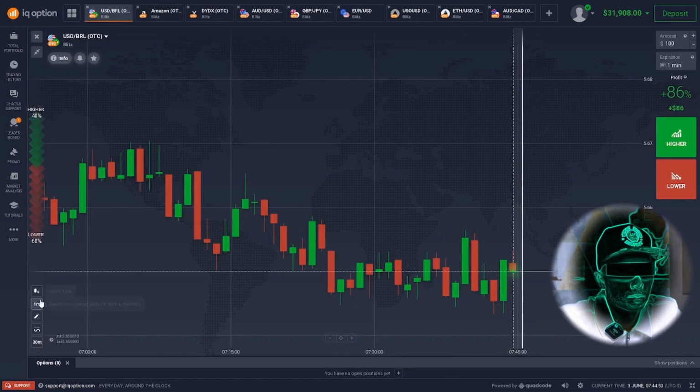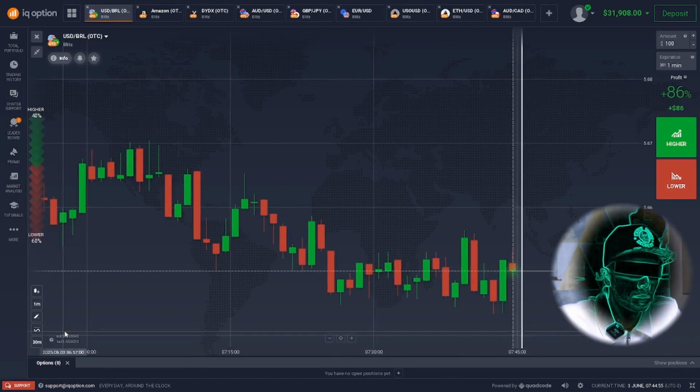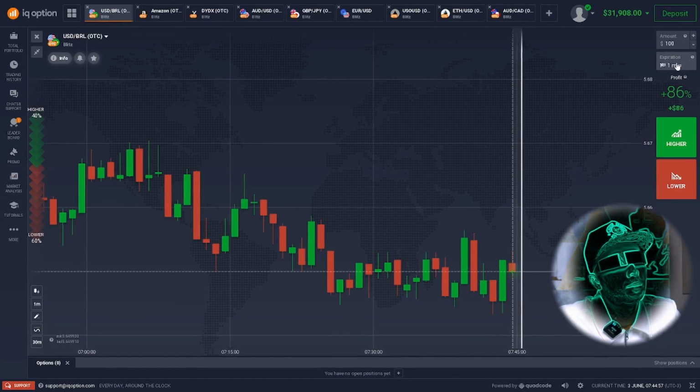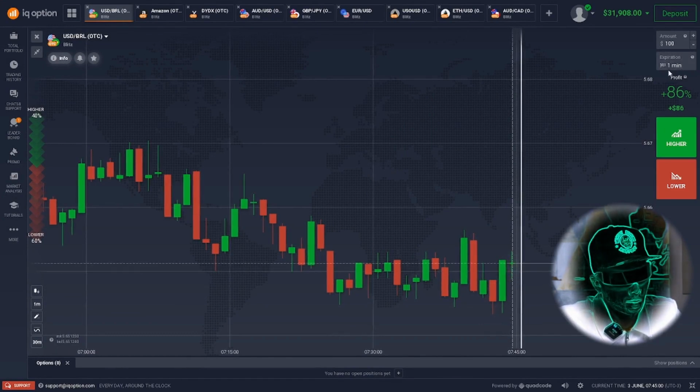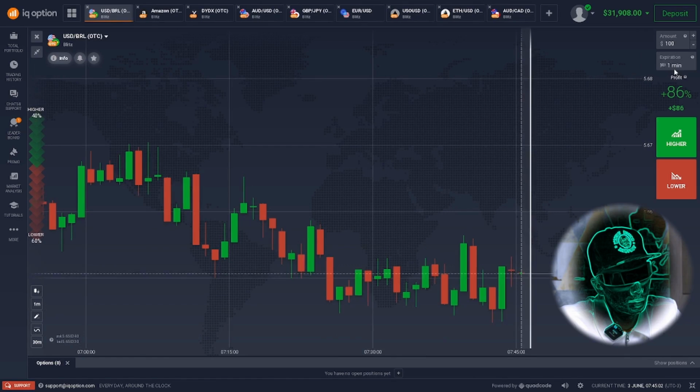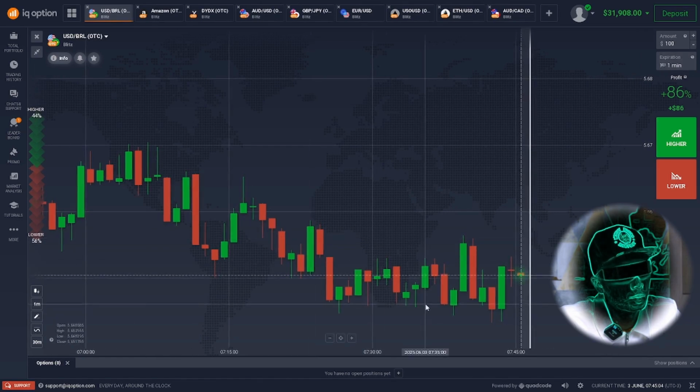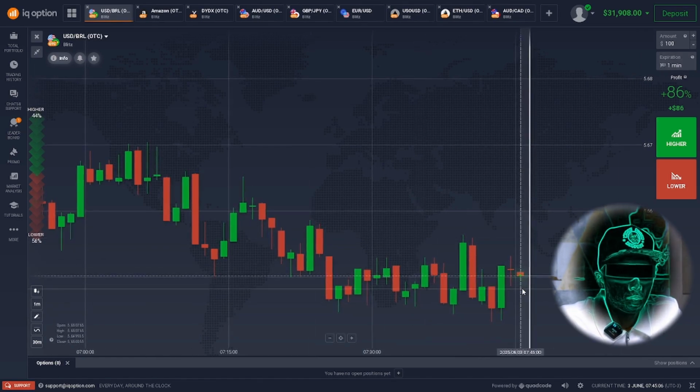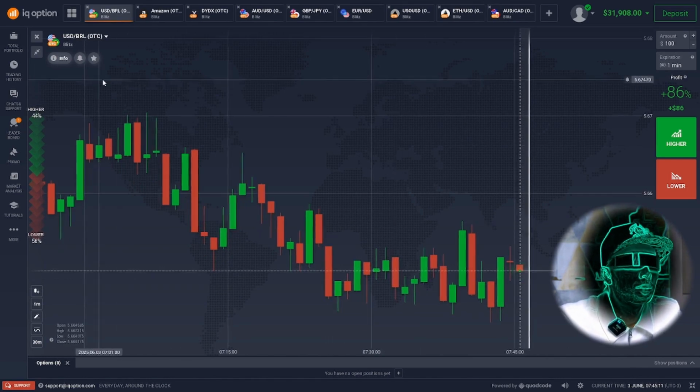Let's set the time frame. For me, it's 1 minute, and the expiration time is also 1 minute. The main thing is that the time frame and expiration match. You can also trade on 2 or 5 minutes, whatever is more convenient for you. Let's look for our setups.